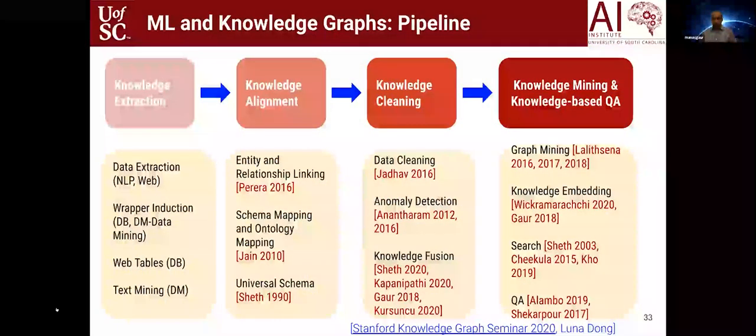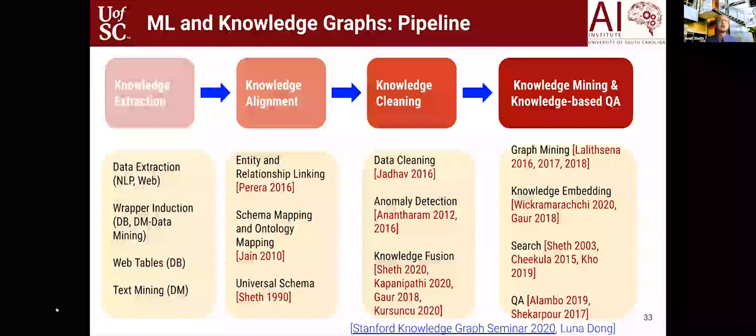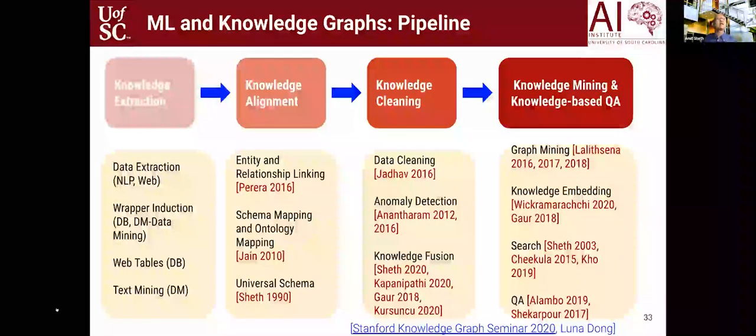Now, this is a pipeline. Amazon, for example, uses this kind of pipeline. And the point I want to make here is that machine learning, deep learning, and knowledge graph are increasingly interleaving. You use machine learning or deep learning for knowledge extraction, for improving knowledge alignment, and for cleaning, and then you use knowledge for improving deep learning and data mining or graph mining, embedding, and then question answering or search or other kinds of applications.